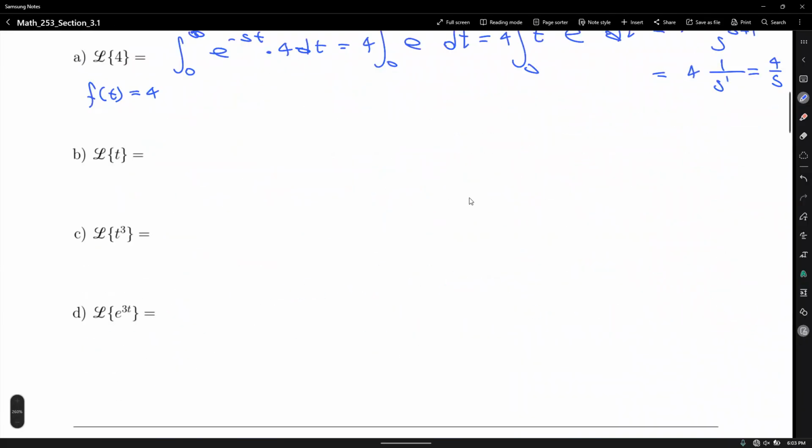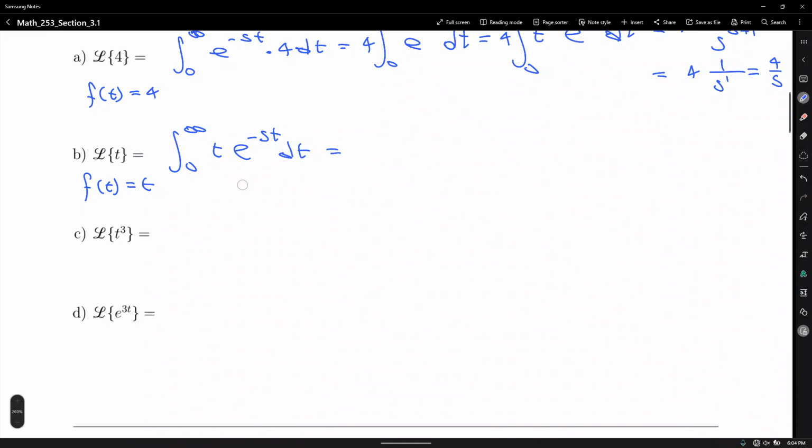Let's find the Laplace transform of t. That is f of t equals t, which is the integral from 0 to infinity of t e to the negative st dt. So what do we get from here? How about again using the gamma function? The reason I wanted to use the gamma function is that, remember, it was a quick way to evaluate these integrals. Otherwise, that would require us to use integration by parts, and that could be somewhat tedious.